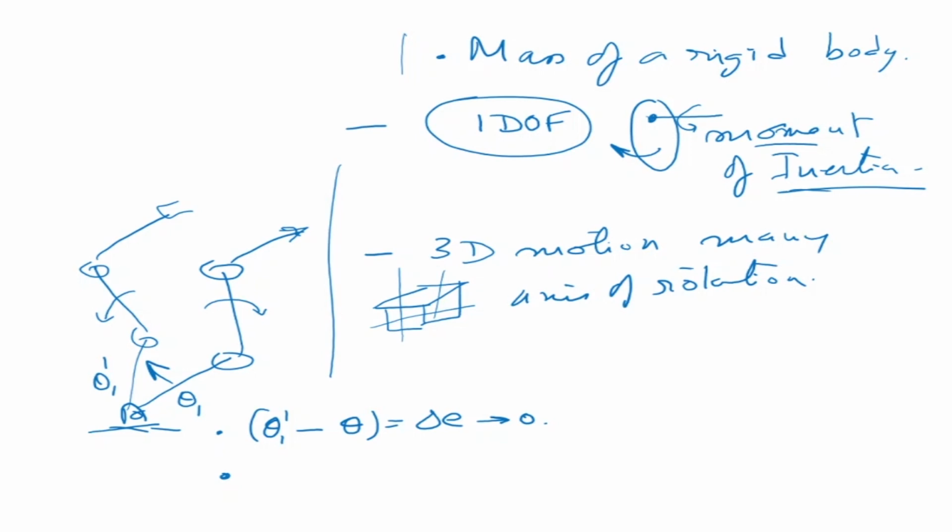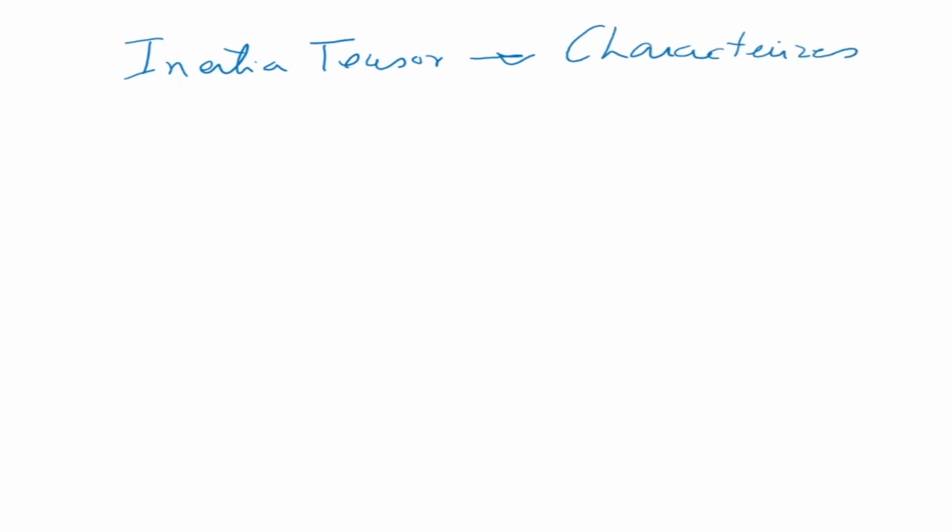Now, why do we need to do that? Because these links are rotating about, this link is rotating like this. So this is a rigid body, which is rotating about this axis. Depending on where the axis is, we have to characterize the mass distribution of the body, right? So what we do is we define this term inertia tensor. Now, the inertia tensor characterizes the mass distribution of a 3D body.